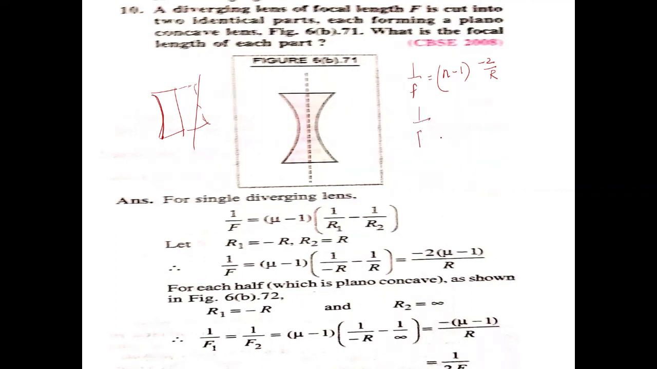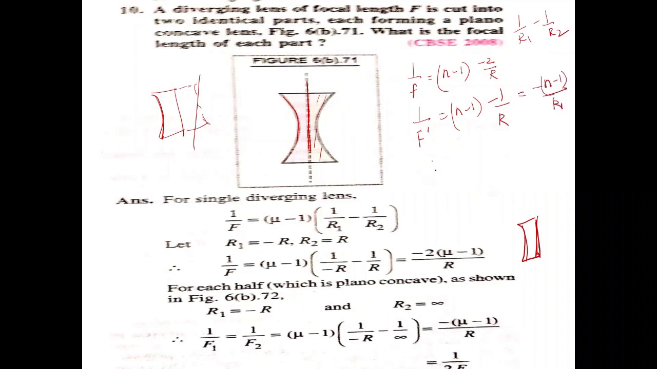Let us take 1/f1, that is 1/f dash, for this one that has been removed. So it is n-1, and in this portion -1/r. The plane portion gives 0, so the r2 portion will not be there. So 1/r1 - 1/r2. Here I am writing it as -2/r because r1 is -r and r2 is also -r. Here r2 is infinity, since for a plane surface the radius of curvature is infinity. So -1/r. If you solve this, it will be -(n-1) into r. This will be the equation.